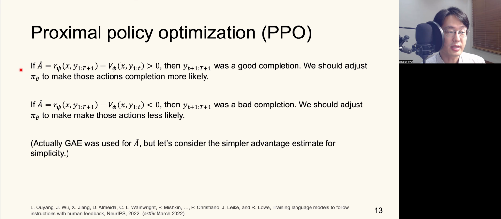As we discussed in the RL lectures, when the PPO algorithm gets an advantage estimate that's positive, that's interpreted as the response being good. So the PPO algorithm adjusts the policy to make those actions more likely. Conversely, when PPO sees a negative advantage estimate, the response is considered a bad completion, so the PPO algorithm adjusts the policy to make these actions less likely. Actually, to be completely accurate, the InstructGPT paper uses the GAE estimate, not exactly this, but for the sake of simplicity, let's just consider the simpler advantage estimate.